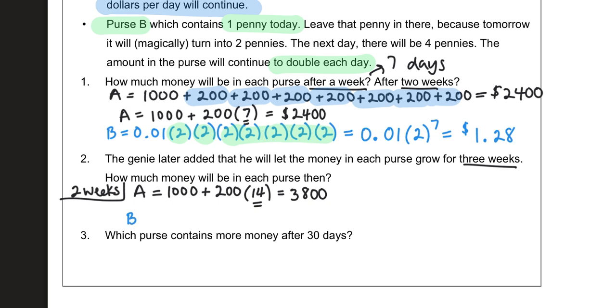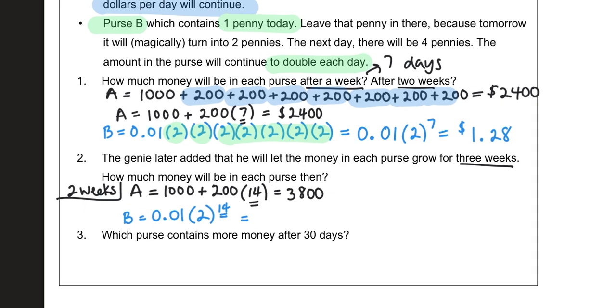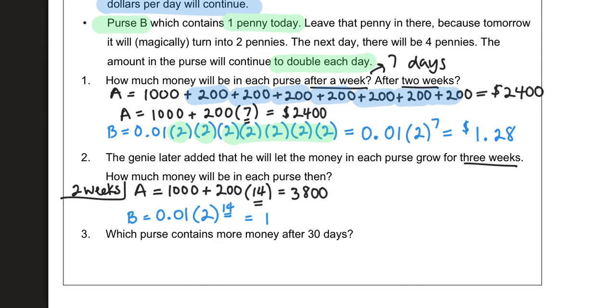And then in purse B, we are starting with our penny times 2 to the 14th because there are 14 days in 2 weeks. And then that would be $163.84. So that's how much we would have in each purse after 2 weeks.